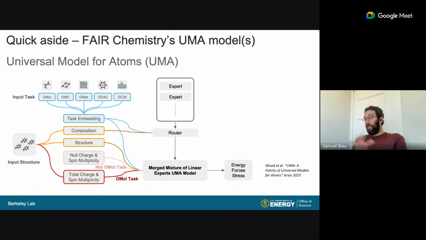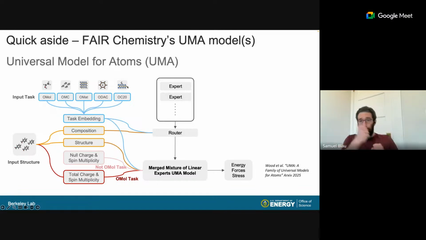And I'm not an author on UMA, but obviously I'm a fan. The idea behind UMA is that it's trained on basically all of the data sets that FAIR Chemistry has ever put out. So OMol, OMC, which is an organic molecular crystal data set that also came out with UMA, OMat, ODAC, the MOF data set, and the OC20 data set. In total, this is almost 500 million DFT snapshots that this model is trained on, which is far more than any previous MLIP.